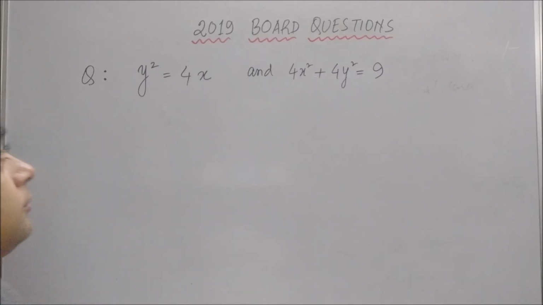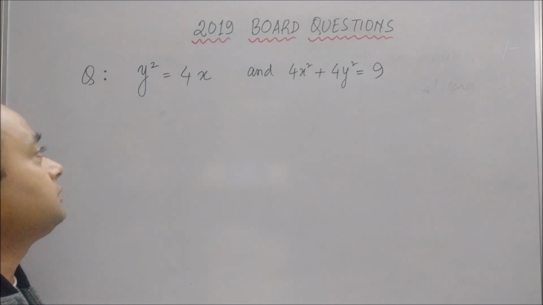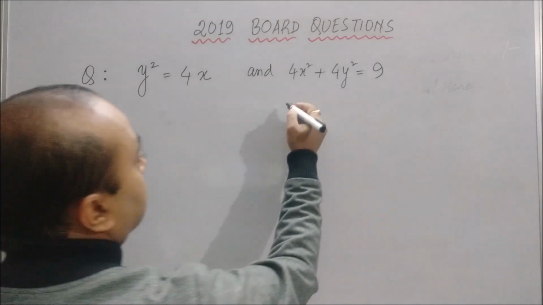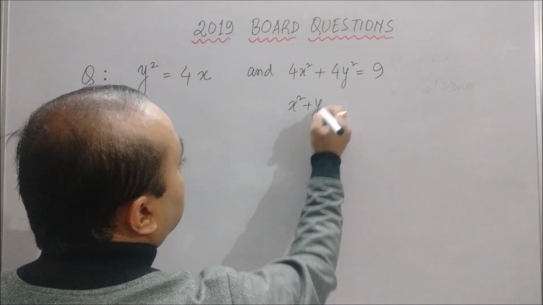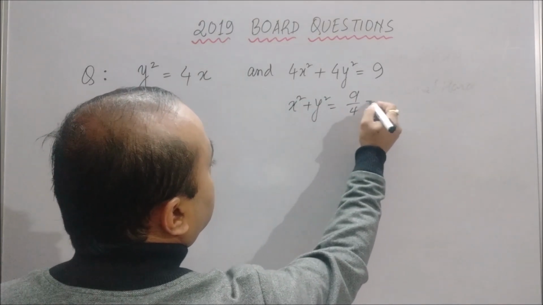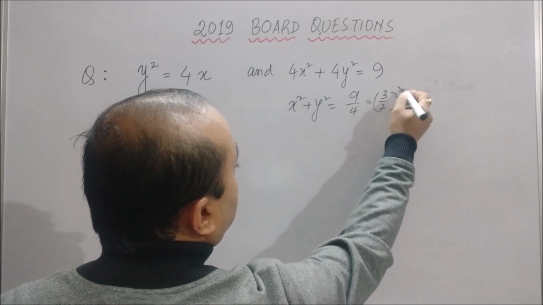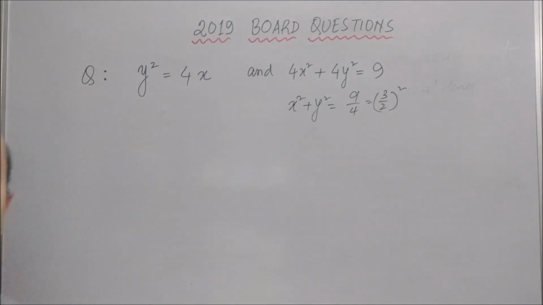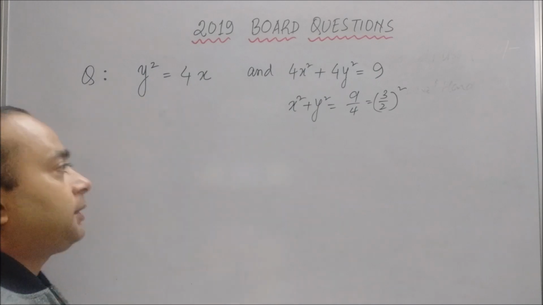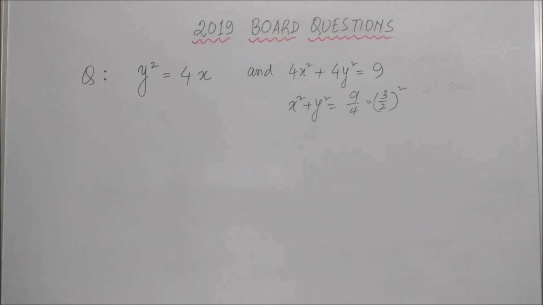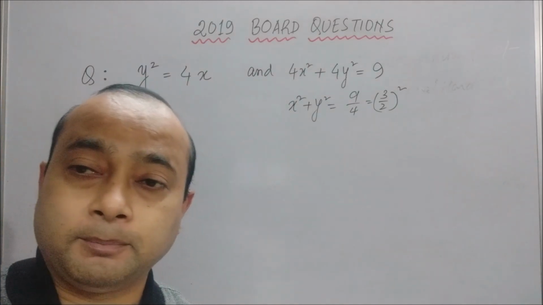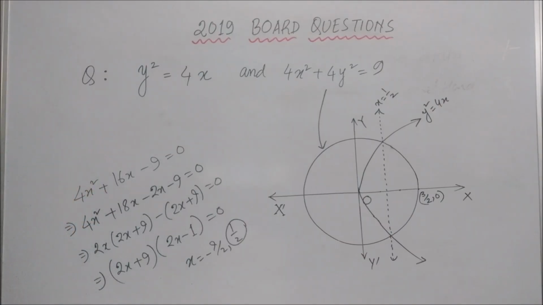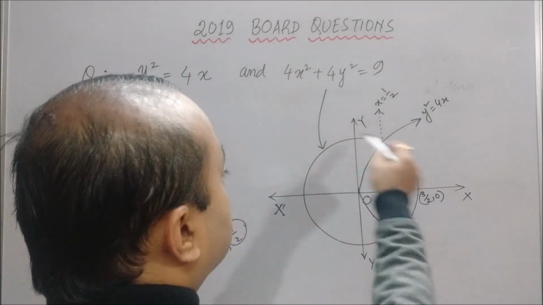Next question of 2019 is the parabola and the circle. Why is it a circle? Because it is x square plus y square is 9 by 4, or we can write down 3 by 2 whole square. It is in the standard form. The parabola is also in a standard form. So let us first draw a diagram. See, this is the diagram. This is our parabola. This is the circle.